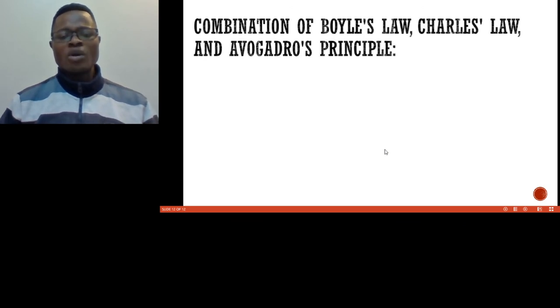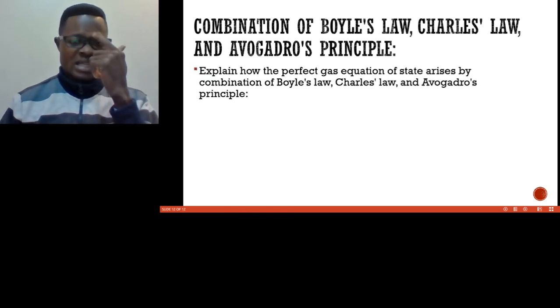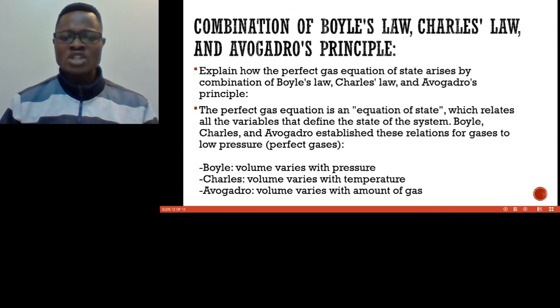The combination of Boyle's law, Charles' law, and Avogadro's principle explains how the perfect gas equation of state arises. The perfect gas equation is an equation of state which relates all the variables that define the state of the system. Boyle, Charles, and Avogadro established this relation for gases at low pressure, that is, perfect gases. Boyle's law simply means volume varies with pressure. Charles' law, volume varies with temperature, and Avogadro's law, volume varies with the amount of gas.